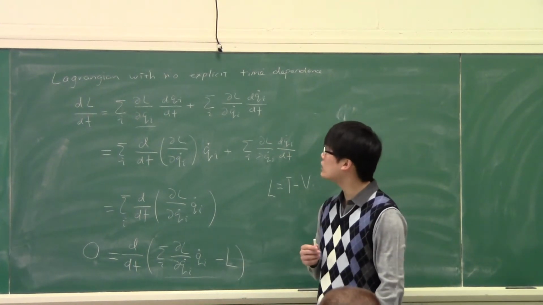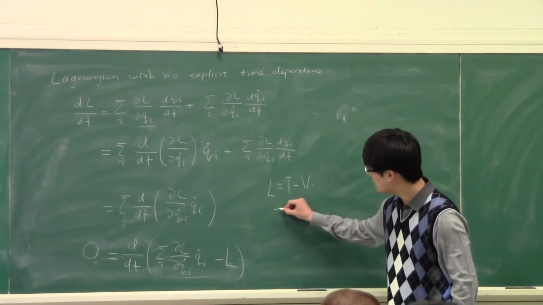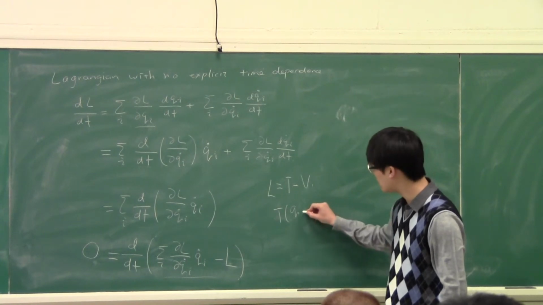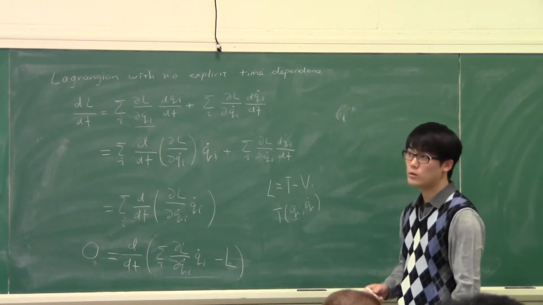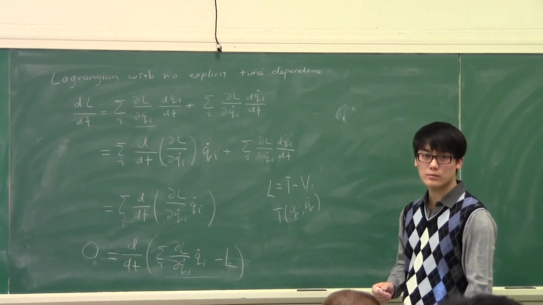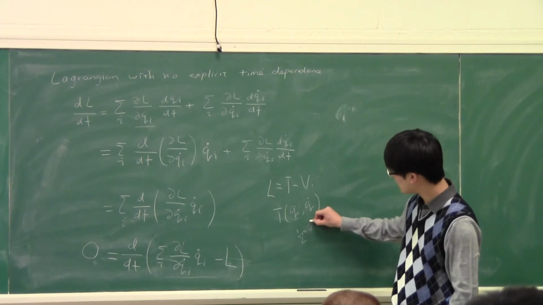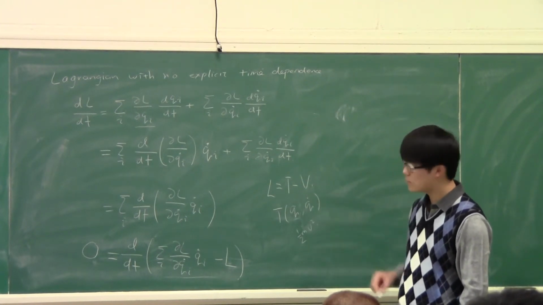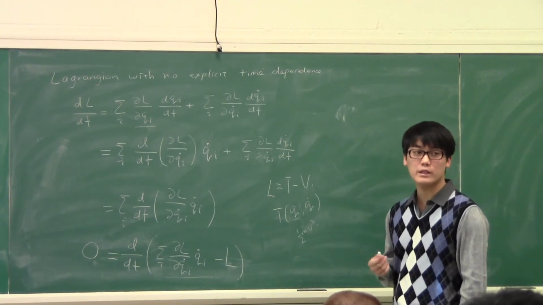So one thing I did not clarify was that last time we wrote the dependence of T. In general, T can depend on coordinate and velocity. But when does T depend on the coordinate? Can you guys think of an example? So we all know that it's a half mv squared, this kind of dependence, right? But when does the coordinate come into the kinetic energy? It's when we have rotation.